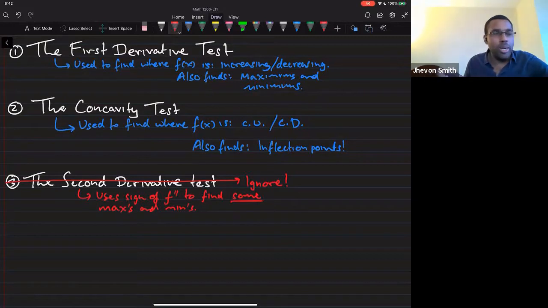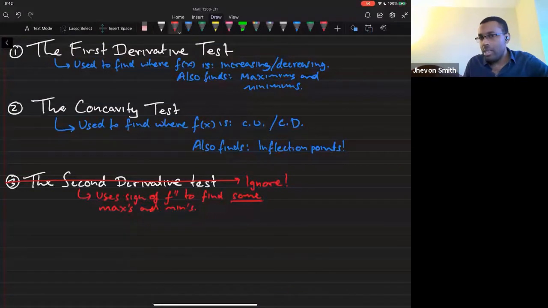So if you just want less information and you want to do something quickly, like maybe you're writing a computer program, you can just ask the computer to do the second derivative test for this one thing. But the first derivative test is far more general, and it covers everything the second derivative test would cover and more. So I'm essentially just going to ignore this.